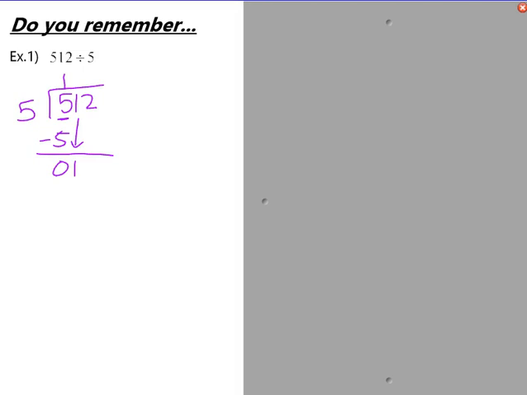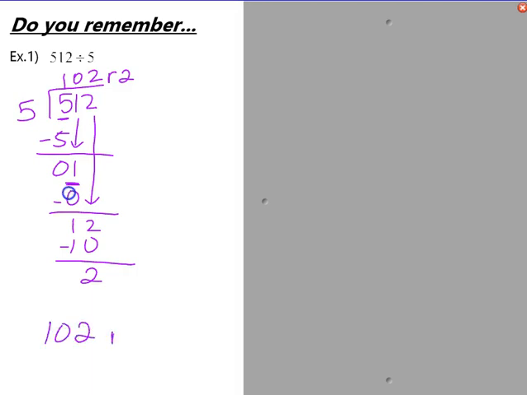So you ask yourself, now how many times does 5 go into 1? That would be 0. Then we multiply 0 times 5 to give us 0, and when you subtract, you would have 1, and you bring down the next digit 2, and then ask yourself how many times does 5 go into 12? It goes in 2 times, and then multiply 2 times 5 to give you 10, subtract, and this would be our remainder of 2. So your answer to 512 divided by 5 would be 102 with a remainder of 2.